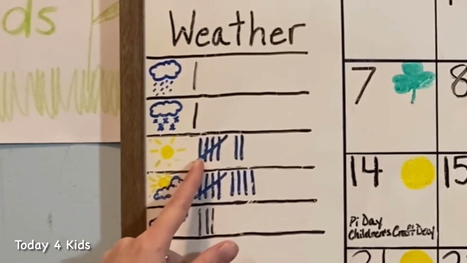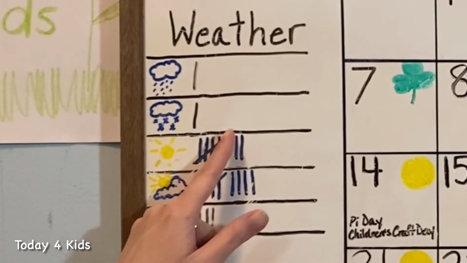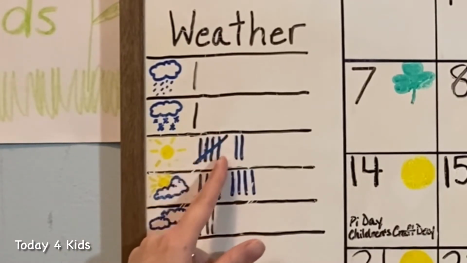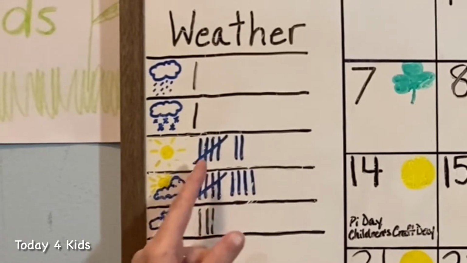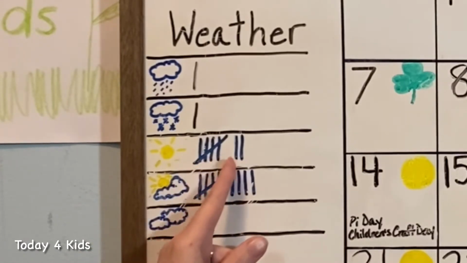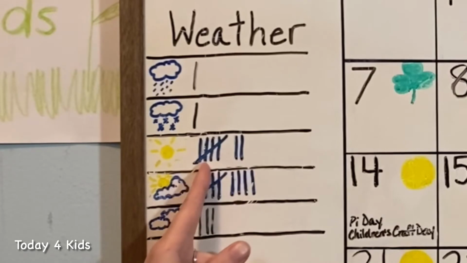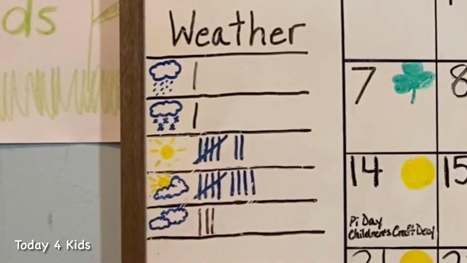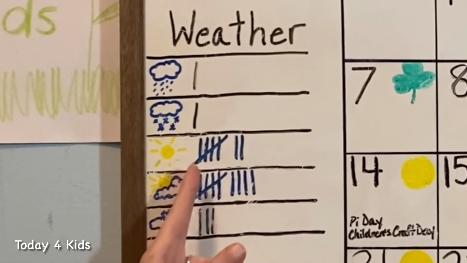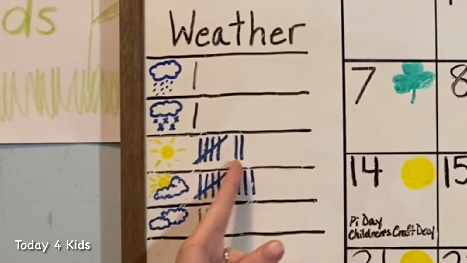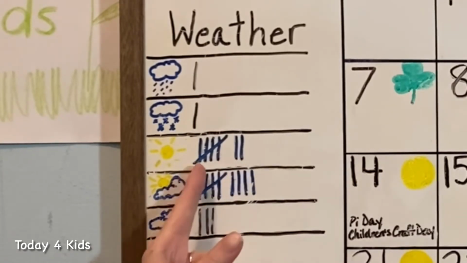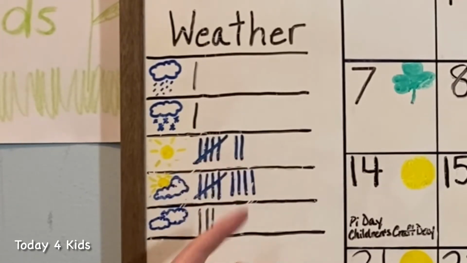Let's count. 1, 2, 3, 4, 5. So when we see 4 lines with a line through it, that means 5. And then over here we have 1, 2. So we have 5 plus 2. What does 5 plus 2 equal? Let's count it up and see if our answer is right. 1, 2, 3, 4, 5, 6, 7. So 5 plus 2 equals 7. And we're going to add one more tally mark.